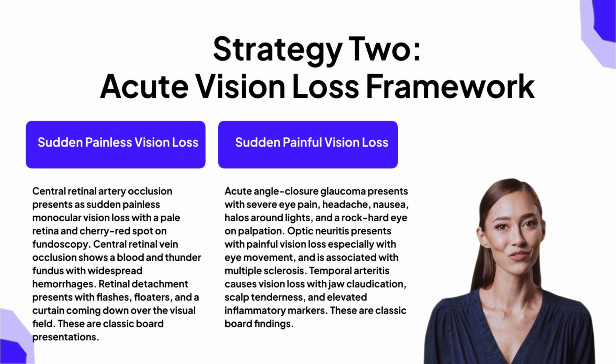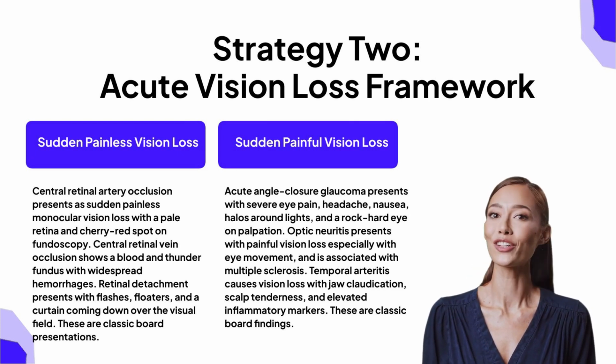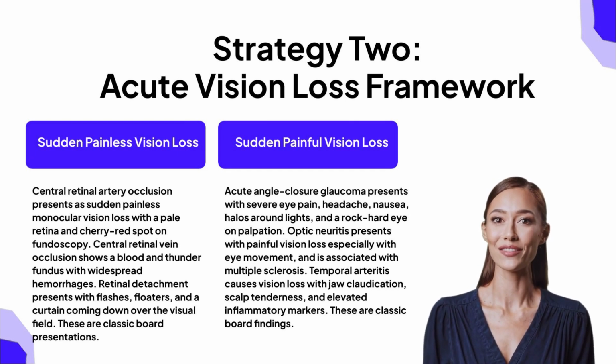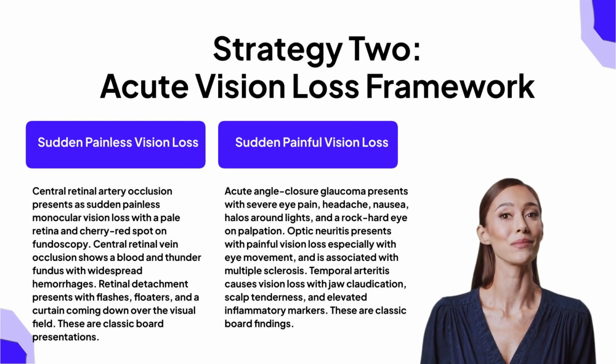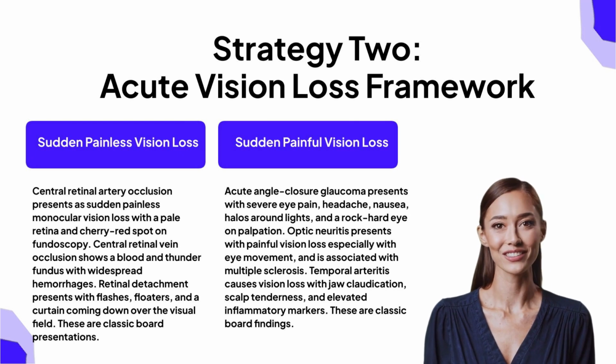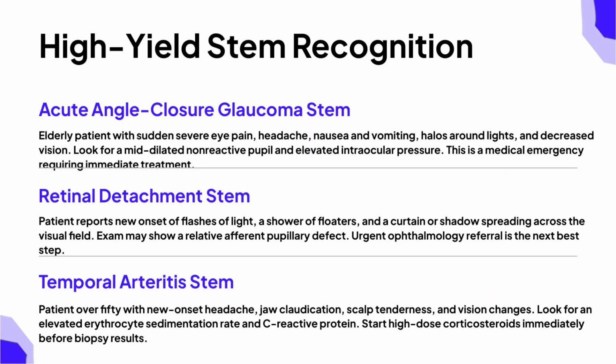For sudden painful vision loss, acute angle closure glaucoma gives you severe pain, nausea, halos, and a fixed mid-dilated pupil. Optic neuritis presents with pain on eye movement and is linked to multiple sclerosis. Temporal arteritis causes vision loss with jaw claudication and scalp tenderness. These are board favorites. Now let us go through high-yield stem recognition.